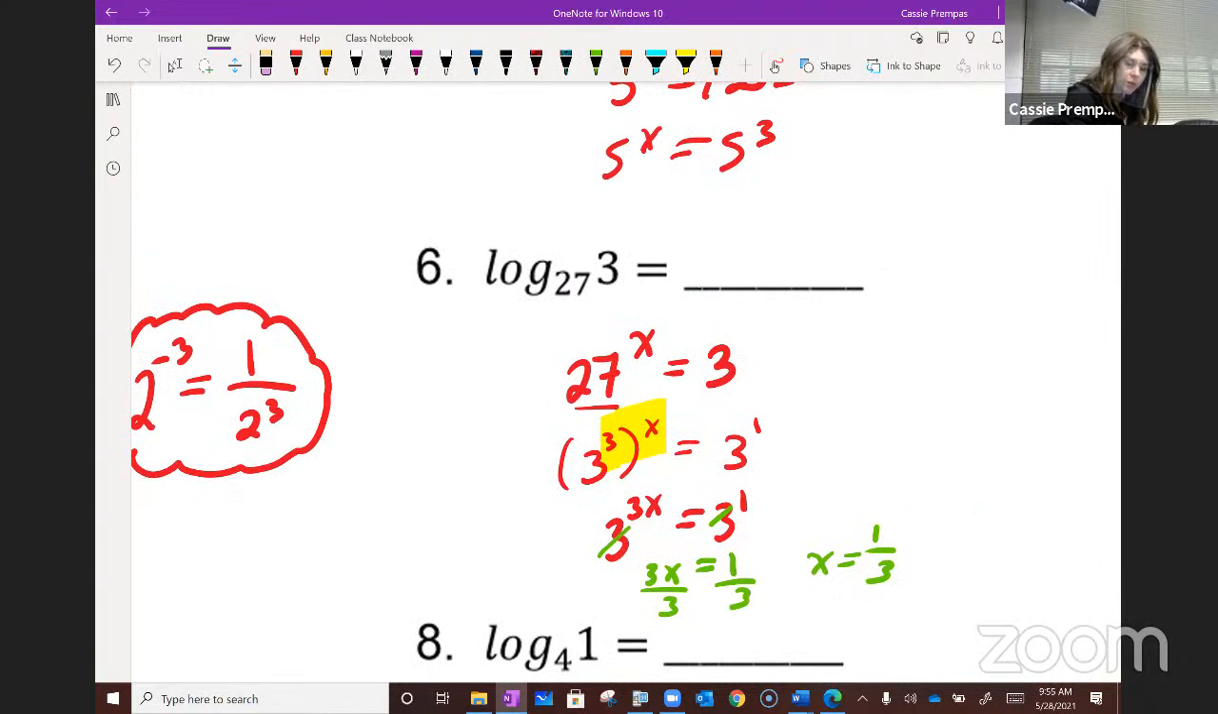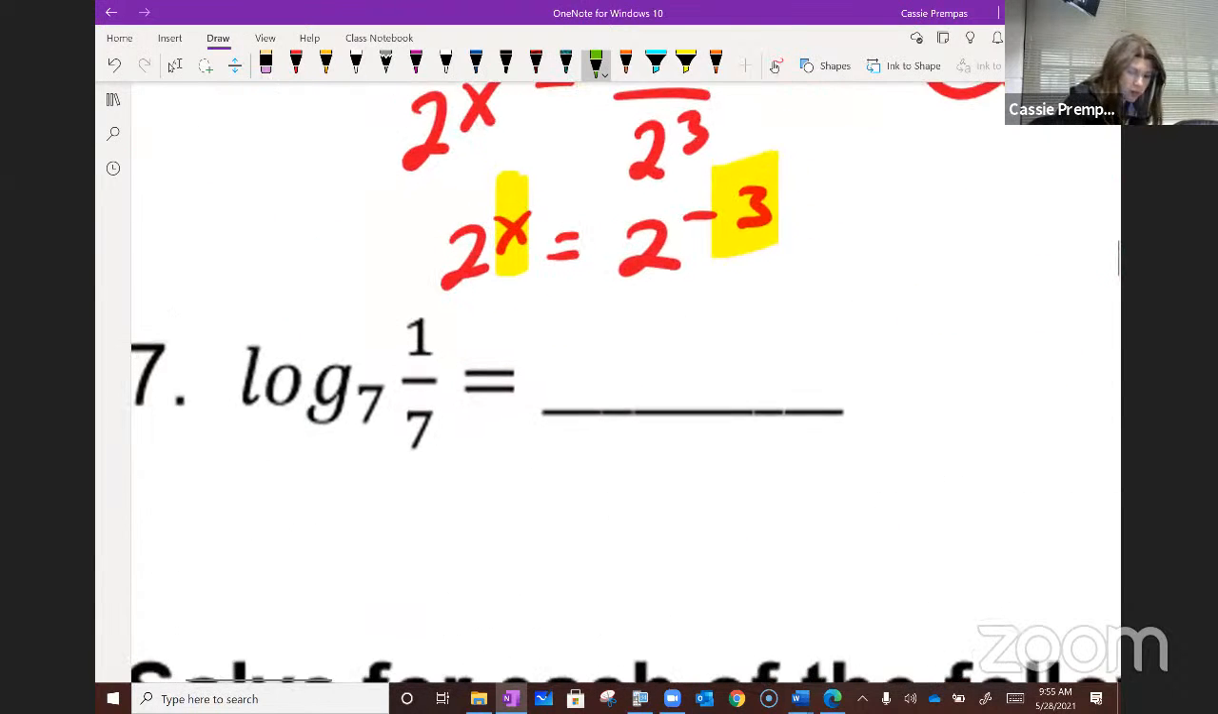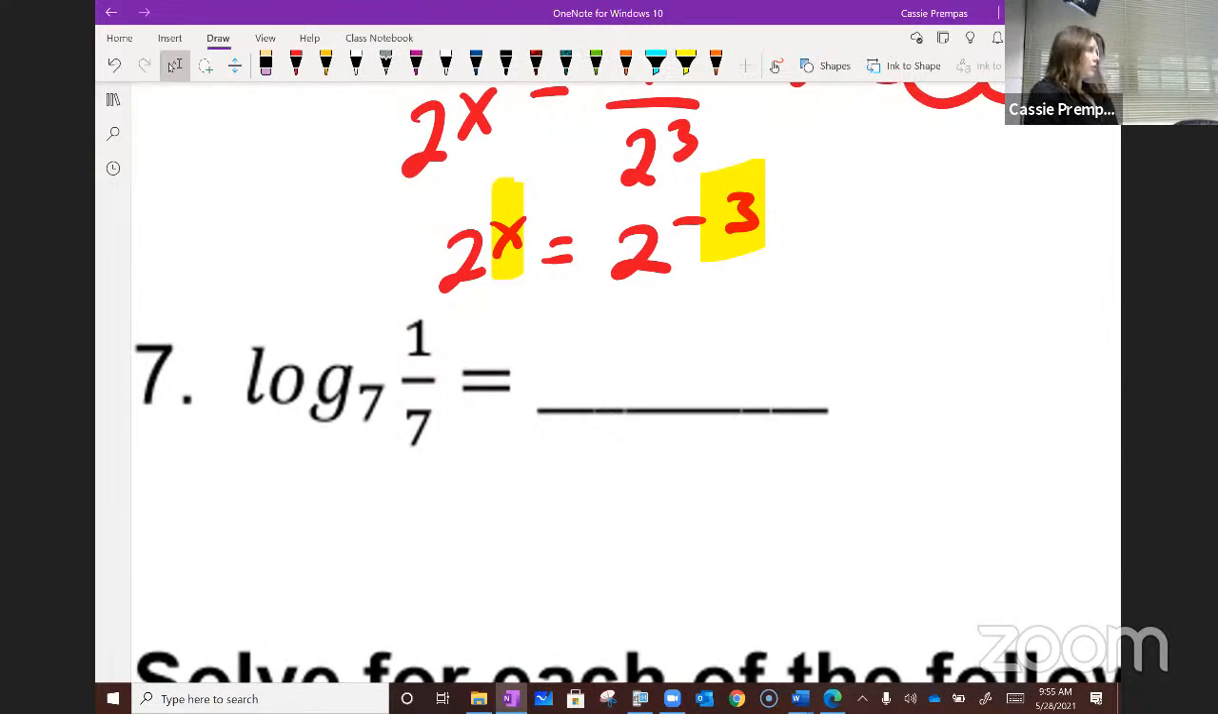So the value of number 6 is 1/3. Number 7. Turn to your partner, the person with the most siblings, you say what you would do first, and then you guys can finish it together.